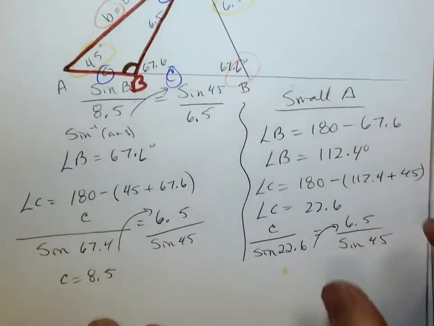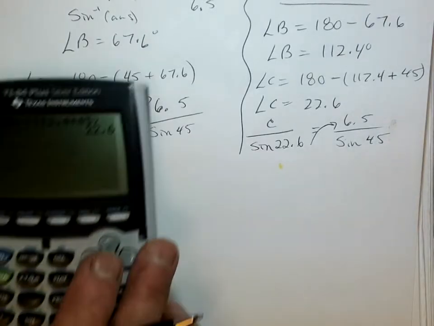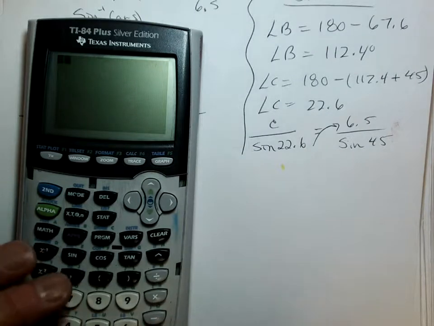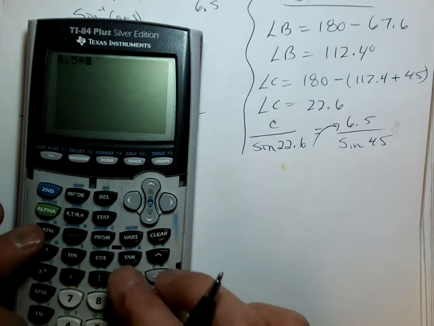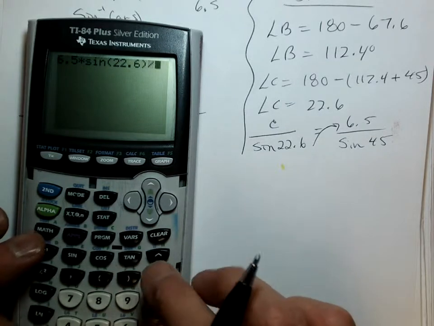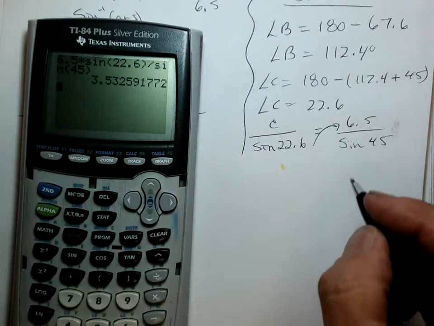I'll multiply that up. And again, you're not going to use sine inverse, because you know the angle. You're not finding an angle. You're just going to go 6.5 times the sine of 22.6 divided by the sine of 45, and I get about 3.5.